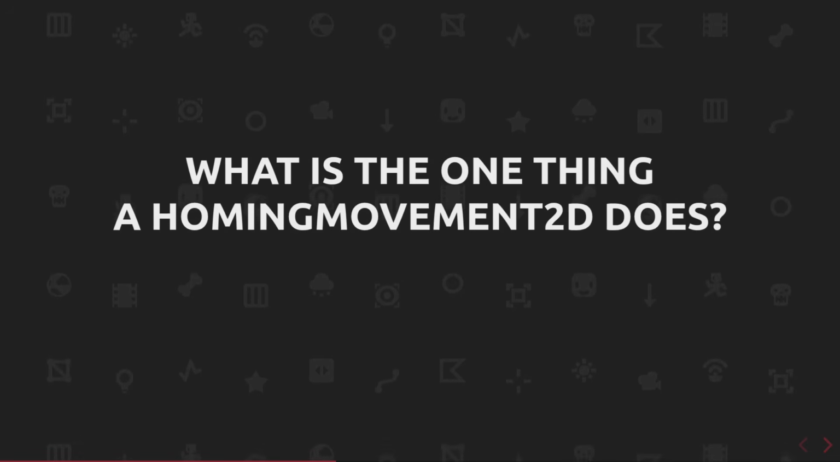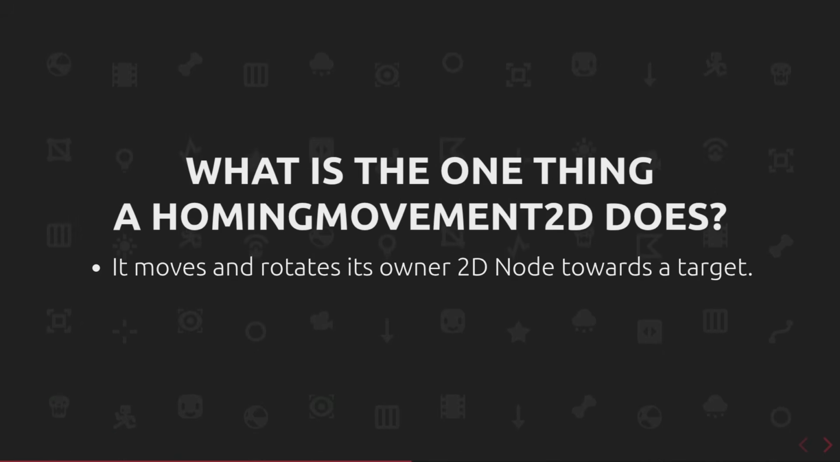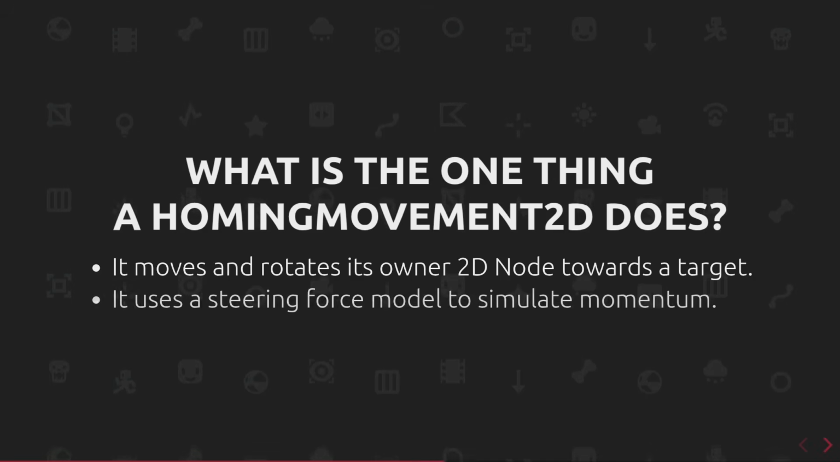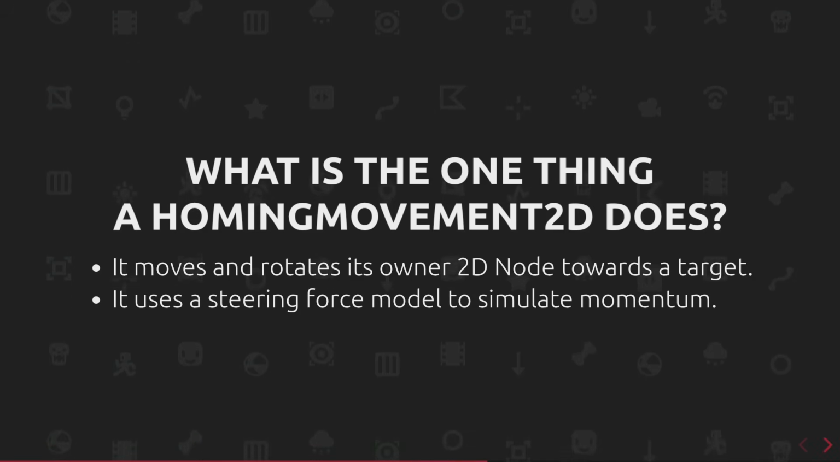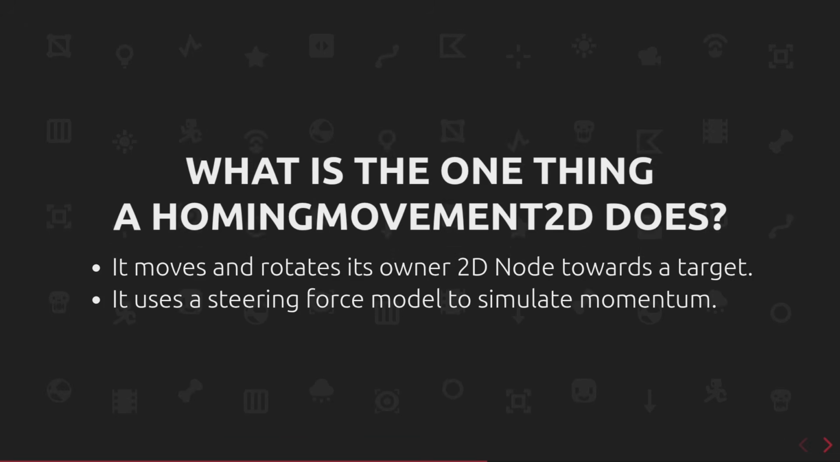Now, what is that one thing that a homing movement 2D does? It moves and rotates its owner 2D node towards another target. Also, it uses a steering force model to simulate momentum and smooth the homing movement.